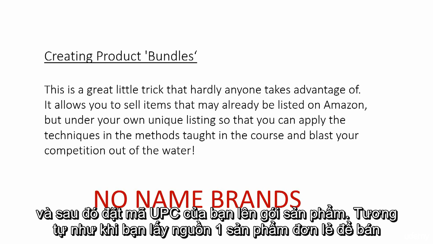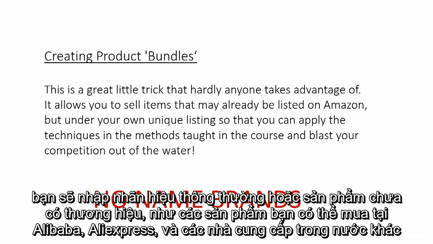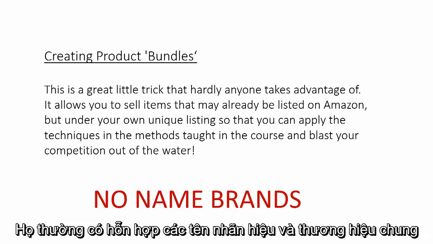So just the same as if you were sourcing a single product to sell, you're going to source generic brands or unbranded items, such as all the products that you can buy from Alibaba, AliExpress, and many of the domestic type suppliers as well. Often they have a mixture of name brand and generic brands.